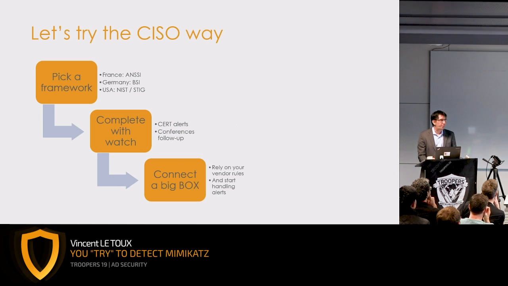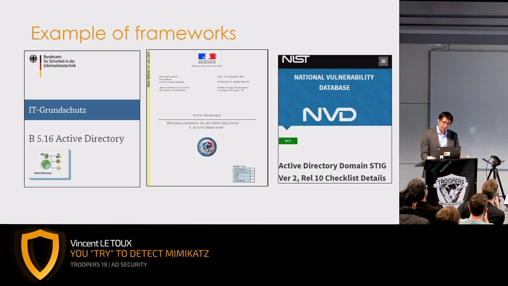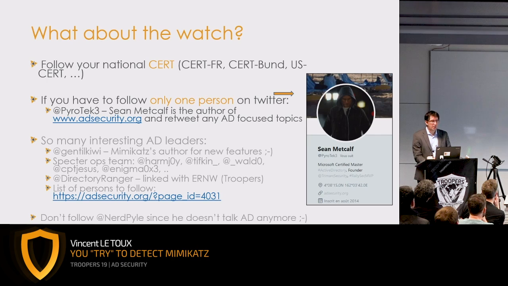So what you do, you pick a framework, and because the framework is not up to date, you complete it with a watch. Maybe you attend some conferences, you subscribe to some CERT, and you buy a big box. So there are plenty of frameworks. Our national agencies have done this work. So in Germany, you have a paper. In France, you have a paper. In the US, you do not have a paper, but the job has been done. So, okay, pick one. In Germany, pick the German one. But the watch follows the national CERT. This is the basic.